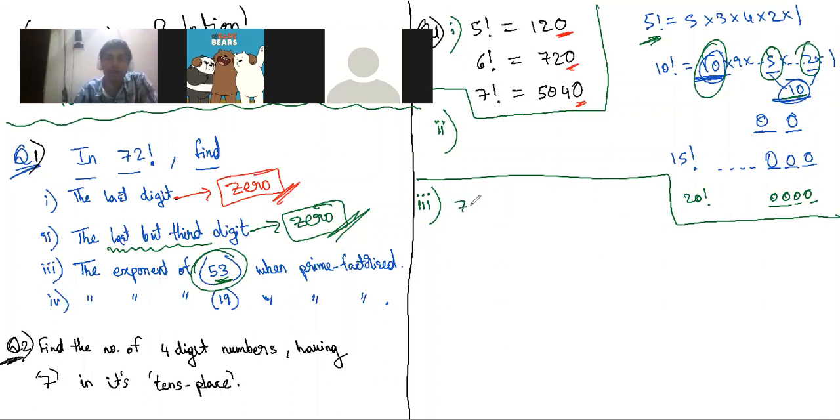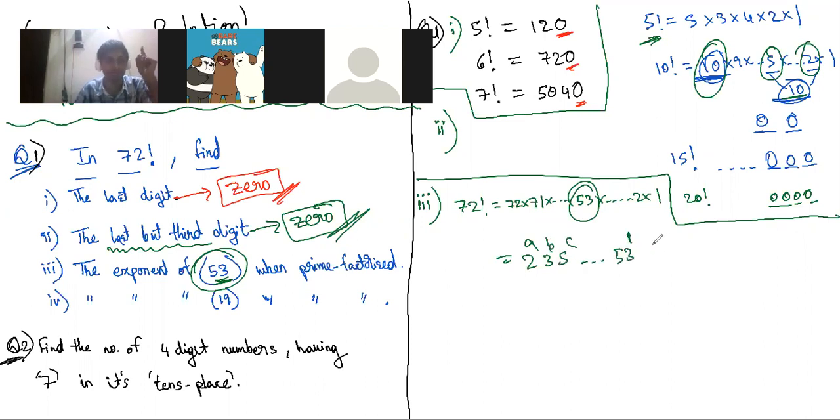When you write 72 factorial, this will be 72 into 71 into so on and so forth till 53 somewhere, and again 2 into 1. That means 53 will only occur once. So when you do the prime factorization, this will be 2 power something, 3 power something, 5 power something, so on. But 53 will come only once. Did you guys understand? You asked the exponent of 53 when prime factorized.